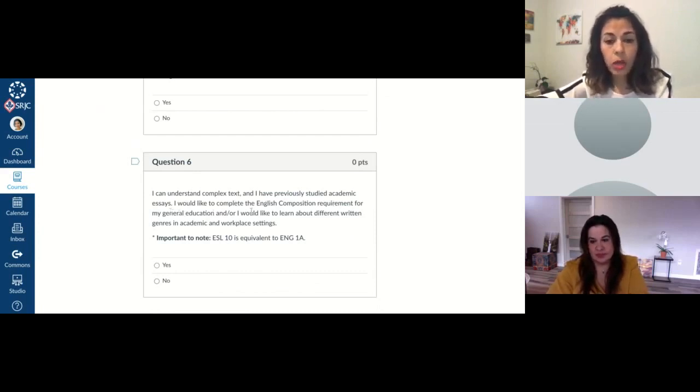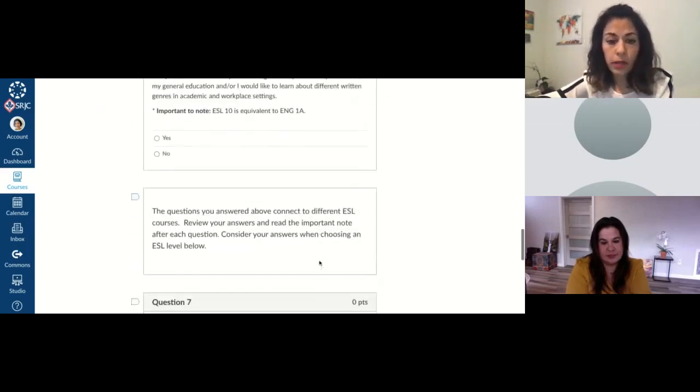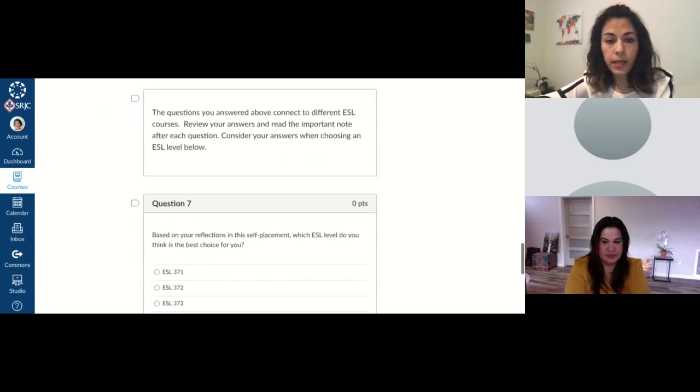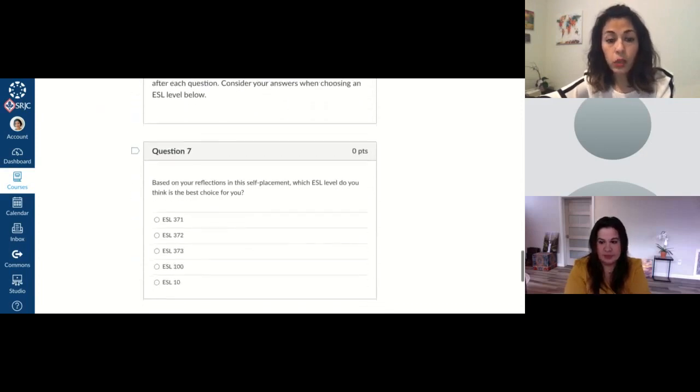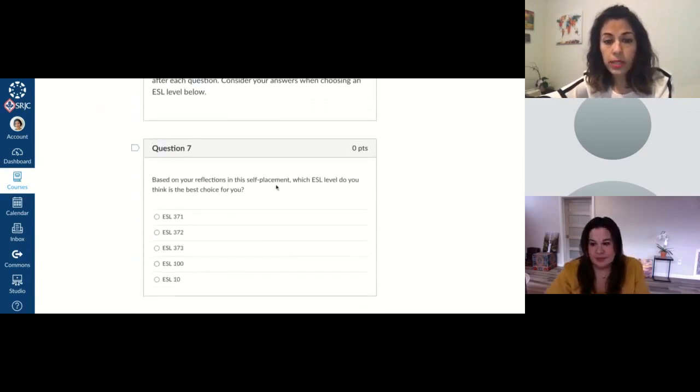I would like to complete the English composition requirement for my general education, and or I would like to learn about different written genres in academic and workplace settings. So important to note, ESL 10 is equivalent to English 1A transfer level. And then at the end, they choose a level based on your reflections in this self-assessment. Which ESL level do you think is the best choice for you?